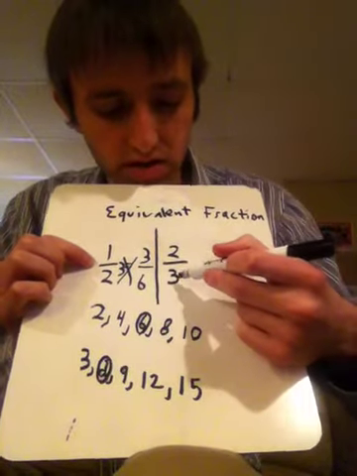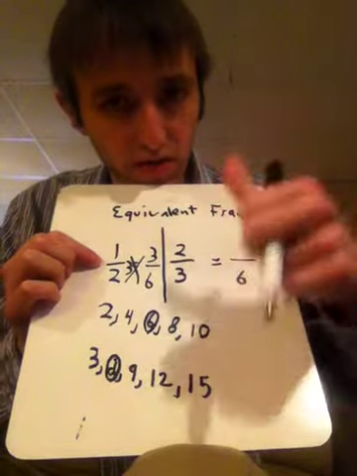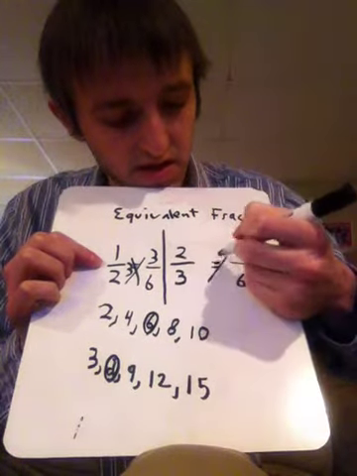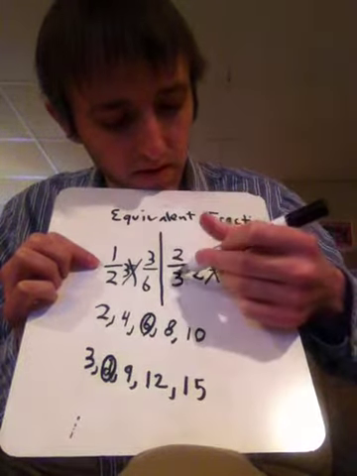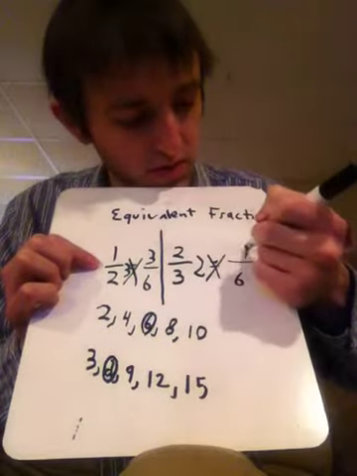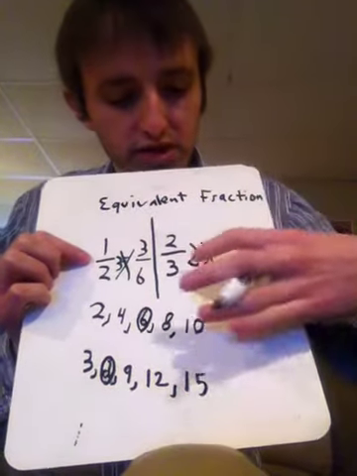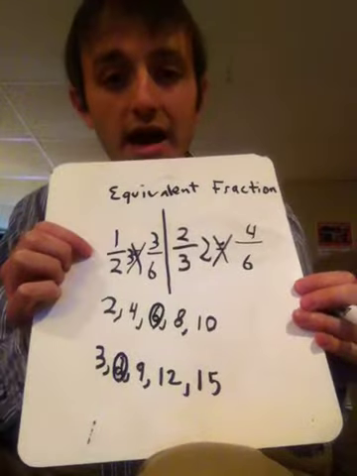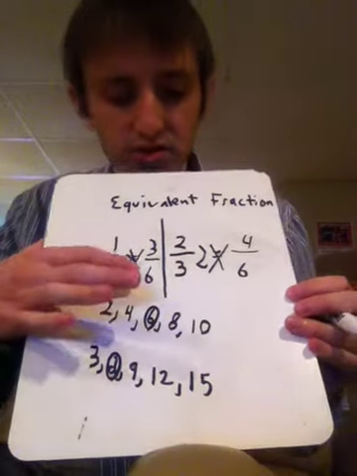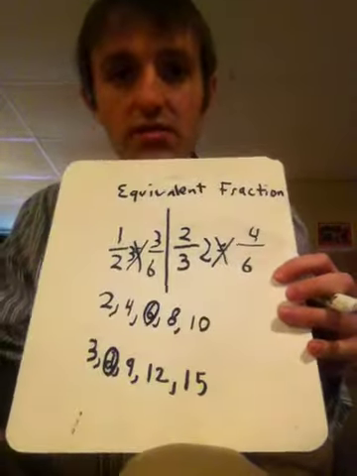Now we have to do the same over here. How many 3's go into 6? Well, 3, 6. So that's times 2. 3 times 2 is 6, and 2 times 2 is 4. So an equivalent fraction of 2/3 is 4/6. Now we can add these numbers, 3/6 and 4/6. We can subtract them. We can compare them.